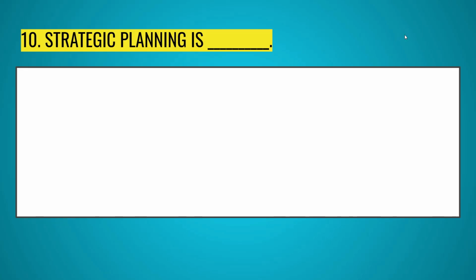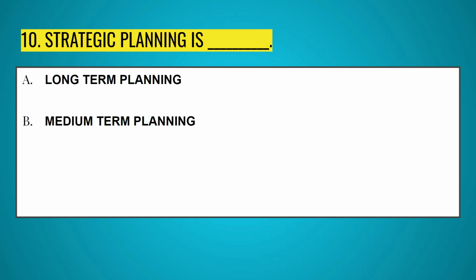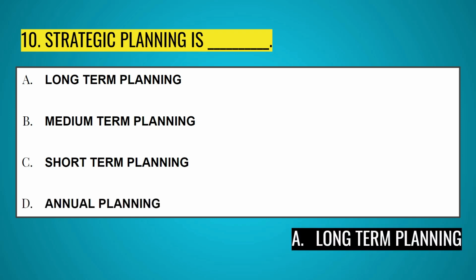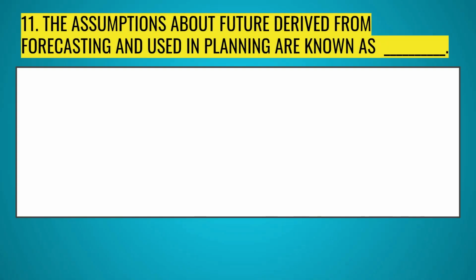Question number 10. Strategic planning is option A. Long-term planning. Option B. Medium-term planning. Option C. Short-term planning. Option D. Annual planning. The answer is option A. Long-term planning.